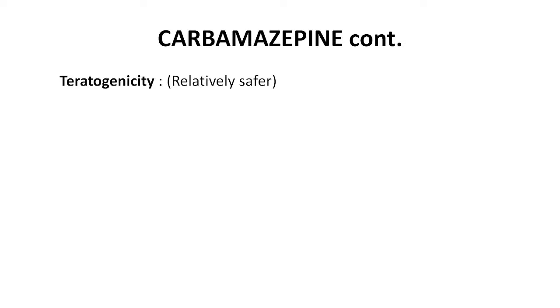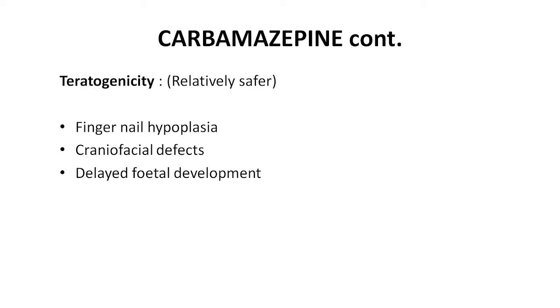Teratogenicity: there are teratogenic effects with carbamazepine, but they are relatively lesser compared to a drug like phenytoin. So you could have fingernail hypoplasia, craniofacial defects, delayed fetal development. These are all possible. So would you use carbamazepine in pregnancy, even though the chances of teratogenic effects are lesser than phenytoin? No, carbamazepine is also not used for pregnancy. Here itself you can also remember that valproate is also not used in pregnancy. Phenytoin and valproate are absolutely contraindicated in pregnancy. Carbamazepine is relatively contraindicated. There may be use, but now the newer drugs like lamotrigine are more used in pregnancy because they tend to have very little teratogenic effect.